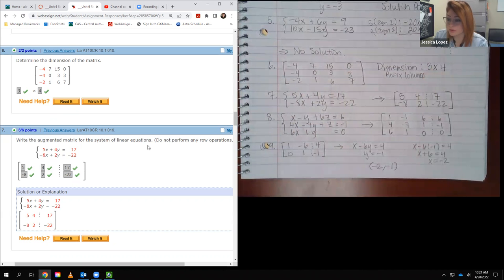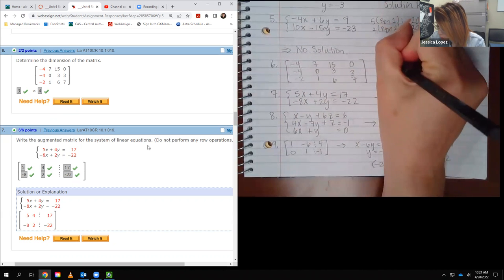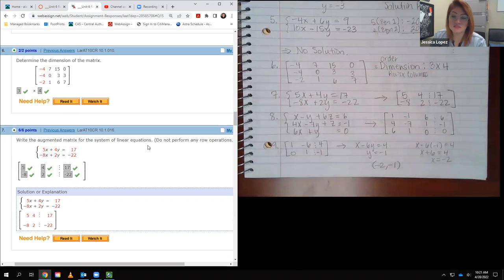Order is another word you've seen. They might use the word order, but order is the same thing as dimension.